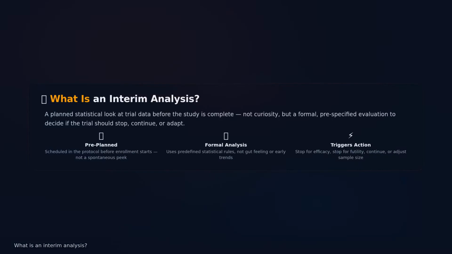An interim analysis is a planned look at the trial data before the study is complete. It is not just curiosity, it is a formal, pre-planned statistical evaluation to decide if the trial should stop early, continue as planned, or be modified. The key words are pre-planned. Peeking without a plan is one of the fastest ways to invalidate your results and ruin years of work.